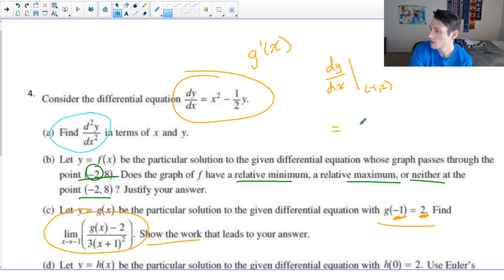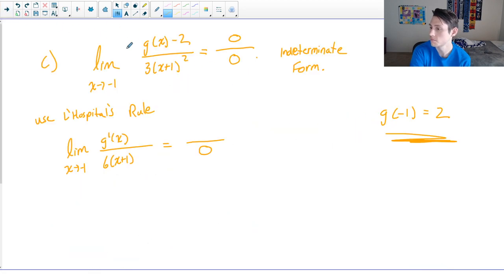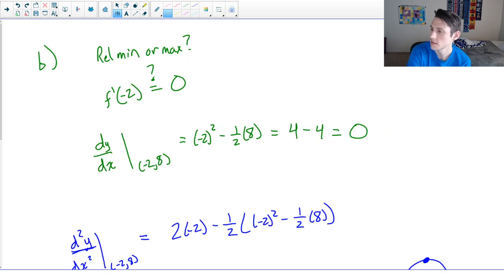So that would be 1 half times 2 is 1, so 1 minus 1, 0. So it is true, I do get 0 over 0. All right, and I'll go back to that. That was kind of quick.